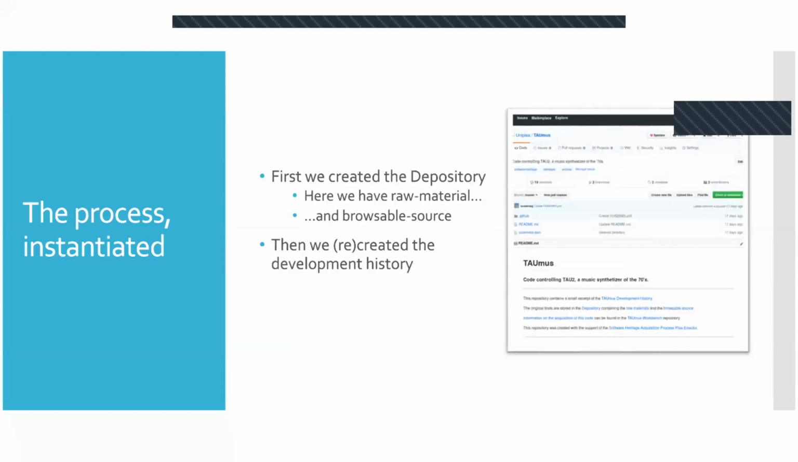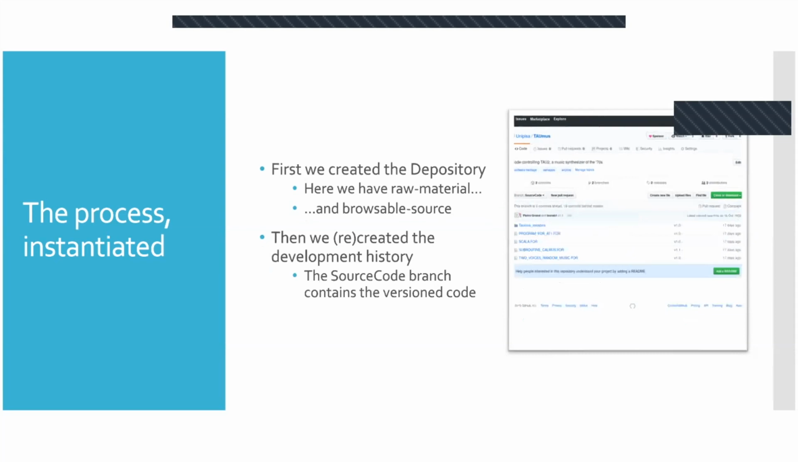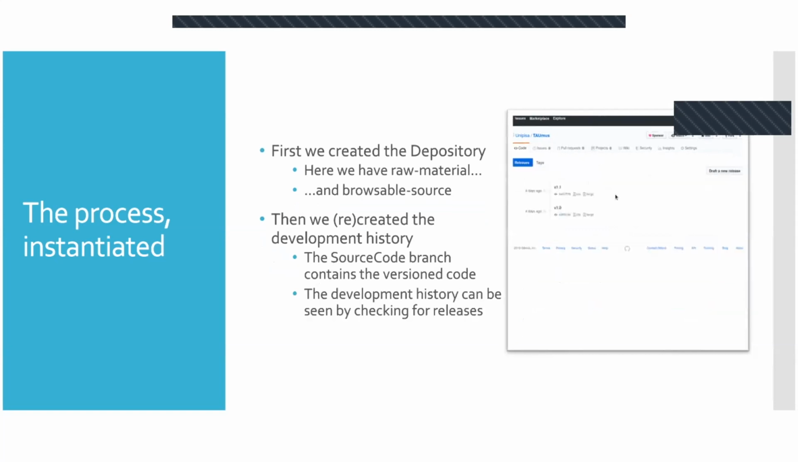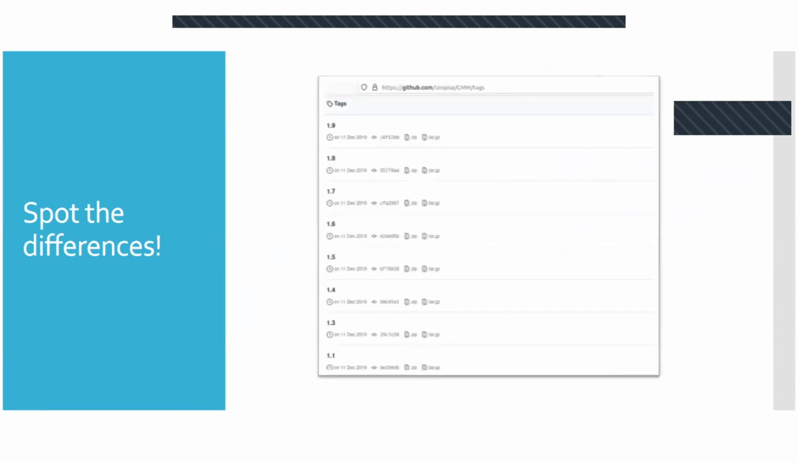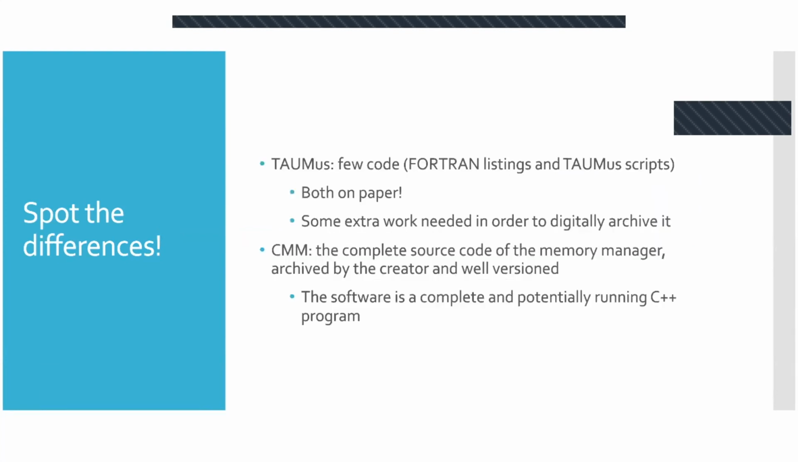And then we recreated the synthetic development history, by adding the various authors, by creating the various versions. And the source code branch contains indeed the versioned code, and we can see here the two versions of TAUMus. Let's focus again on the differences between these two softwares. These are the versions of TAUMus, only 2 versions, while these are the 8 versions of the CMM software.